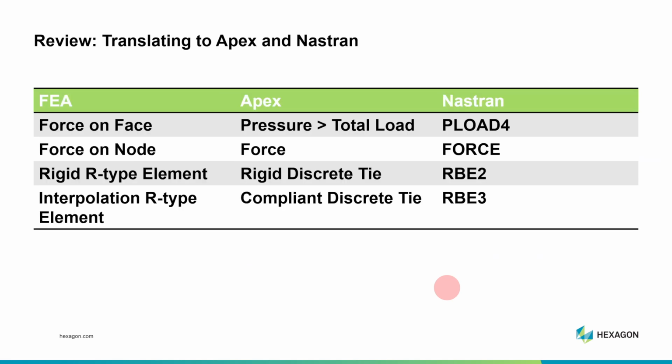One thing to remember is that we need to be able to translate between FEA terminology in general and how we see things labeled in Apex or Nastran. So we often want to apply a force to a face. In Apex, that's a pressure and specifically a total load, but in the Nastran documentation, you'll want to look up a PLOAD4. In finite element analysis, we might want to apply a force to a node, and in Apex and Nastran, that's simply called force. R-type element is one of the general terms for this kind of thing. In Apex, they're called rigid or compliant discrete ties, and in Nastran, RBE2 or RBE3.